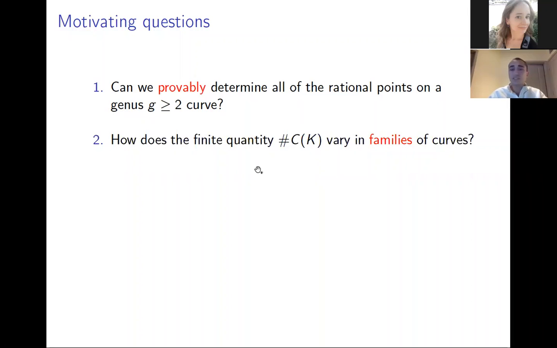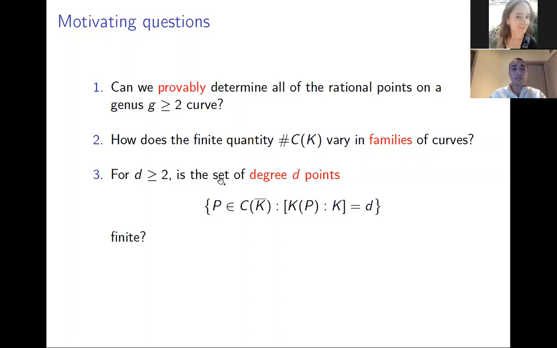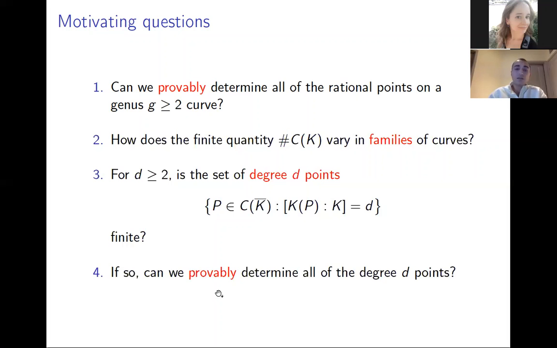The next question is, how does this finite quantity vary in families of curves? So for example, hyperelliptic curves, which we'll talk about later. Third is related to algebraic points. So if we take an integer d, which is greater than or equal to 2, is the set of degree d points, so these are points living in the algebraic closure where the coordinates live over some extension of degree d, finite? And if so, again, can we provably determine all of the degree d points? So the next results that I'm going to talk about are related to all of these questions.